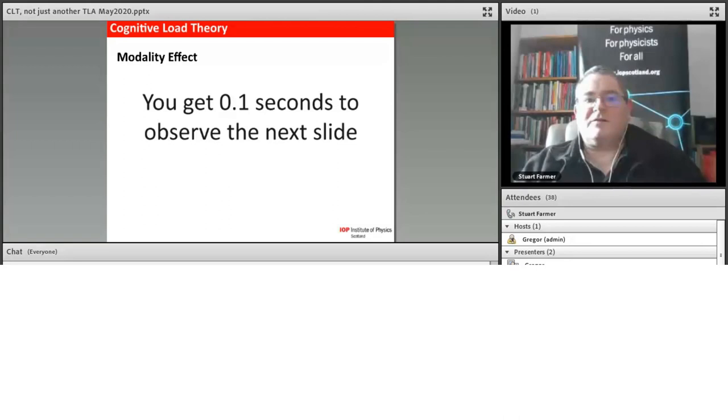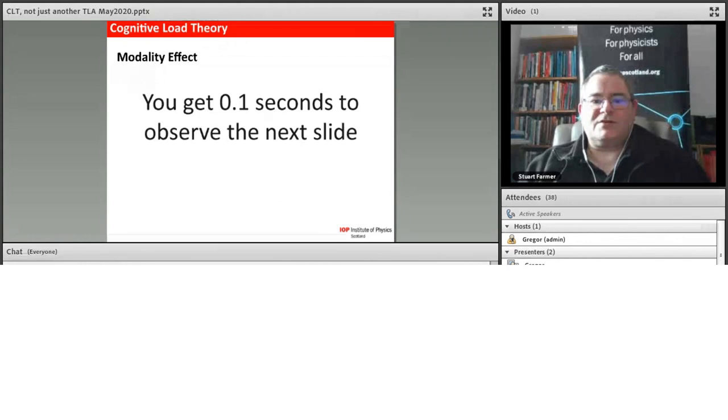Now, I'm hoping that this will work reasonably well, despite doing it online, because I'm going to show you some information, but only for 0.1 of a second. So I'll give you plenty of warning so that you're not glancing away for the 0.1 of a second and miss anything. But what I would like you to do with this slide is look at the slide for the 0.1 of a second, try and get as much information from it as you can, and then write it down in the chat box.